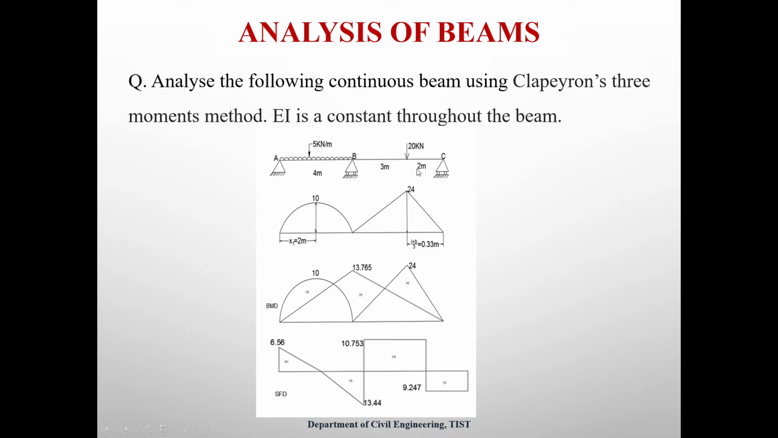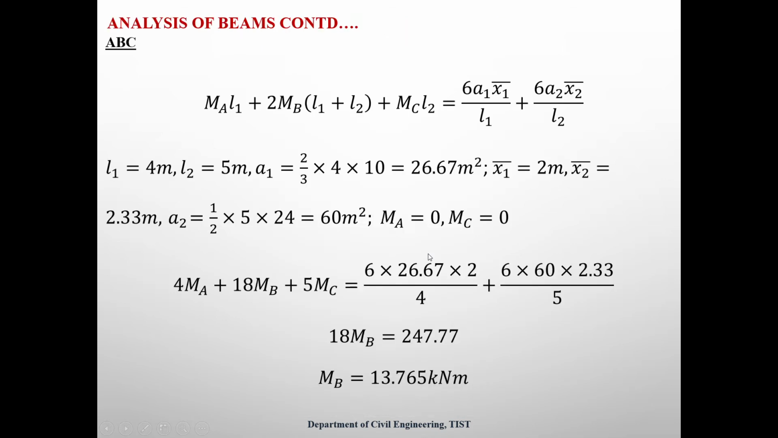Then similarly, consider BC also as a simply supported beam subjected to an eccentric point load of 20 kN at 2 meter from C. So the free bending moment diagram is a triangle with the value WAB by L. In this free bending moment diagram, x1 bar is measured from A and x2 bar is measured from C. The equation is (L plus B) by 3. Then the first step is to consider A, B, C.